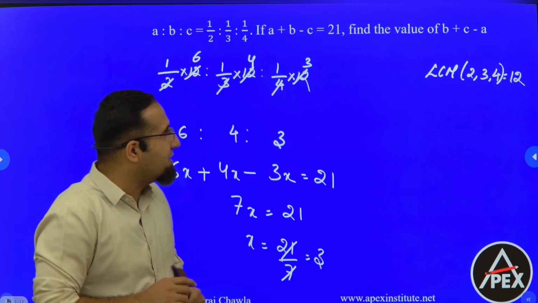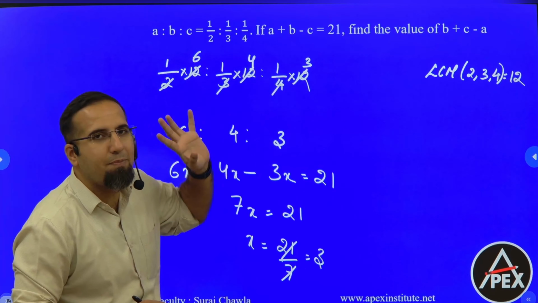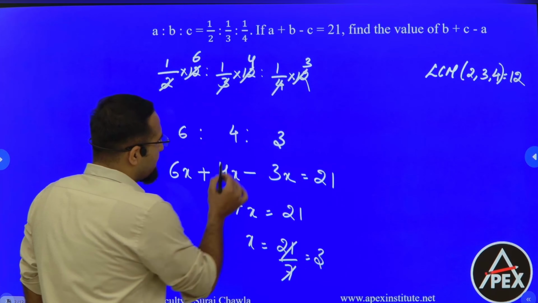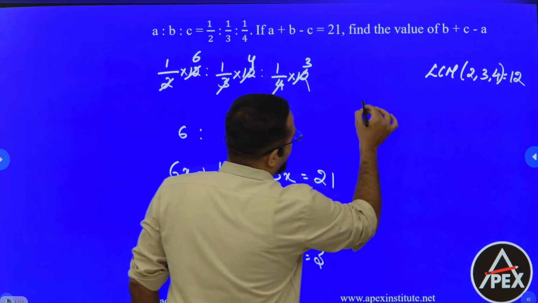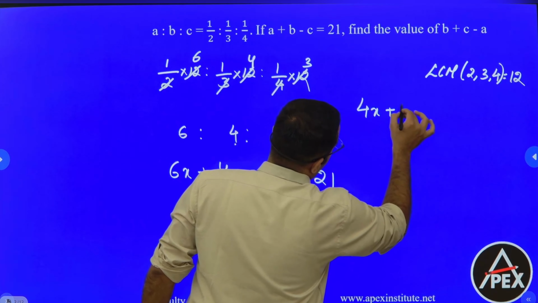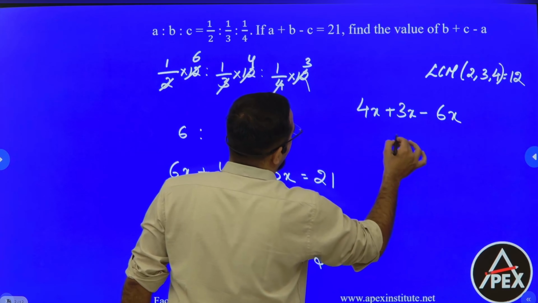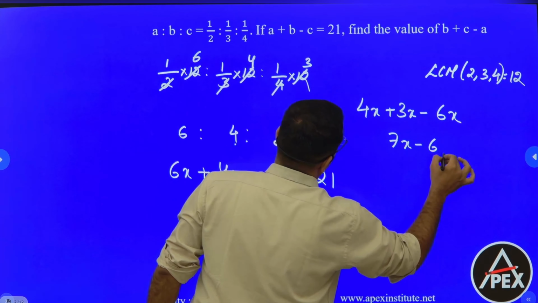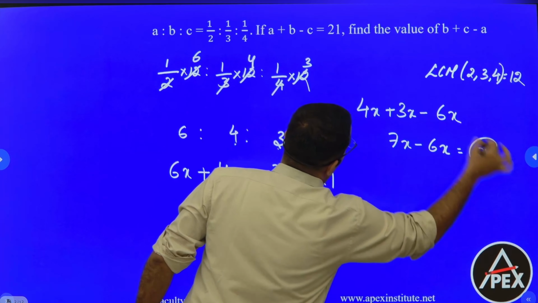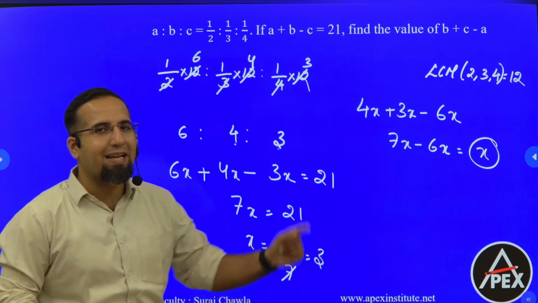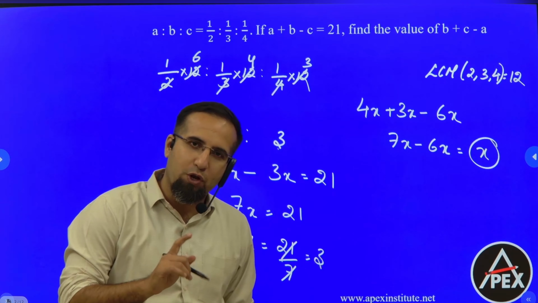Now what is the question asking us? The question is asking us B plus C minus A. Let's do that. What is B plus C? So B is 4x plus C is 3x minus A is 6x. So 4x plus 3x would give you 7x minus 6x. That means the value that the question is asking us to calculate is the value of x. And do we know the value of x?